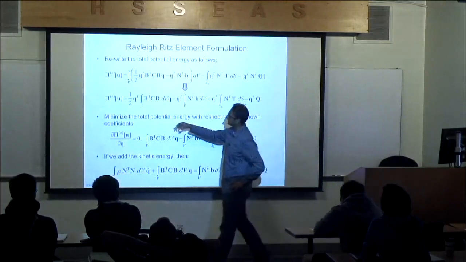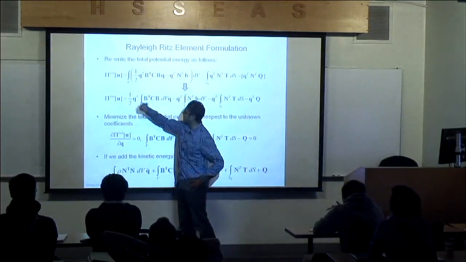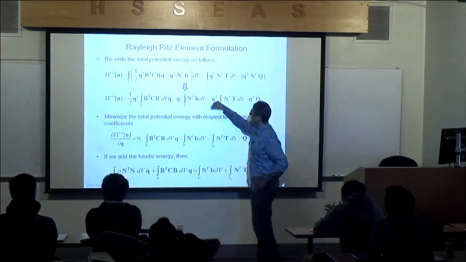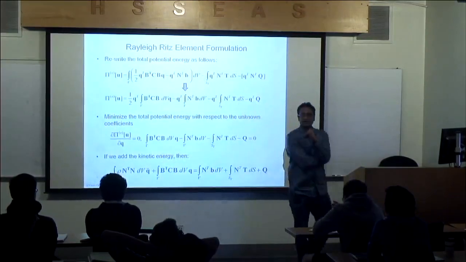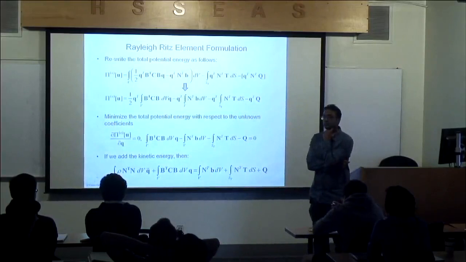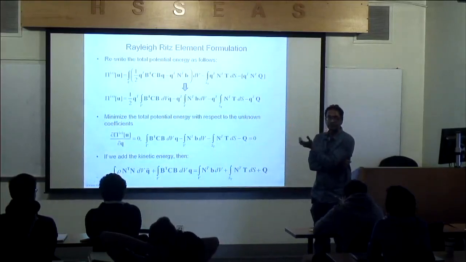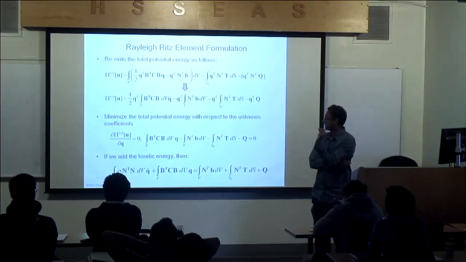And basically, you just take this 1/2 Q transpose away, this Q transpose away, this Q transpose away, and you get the final equation here. That is the element formulation you're using with Rayleigh-Ritz. We've applied this a few times now, so you should be quite aware of what we're talking about here. If not, please talk to me.